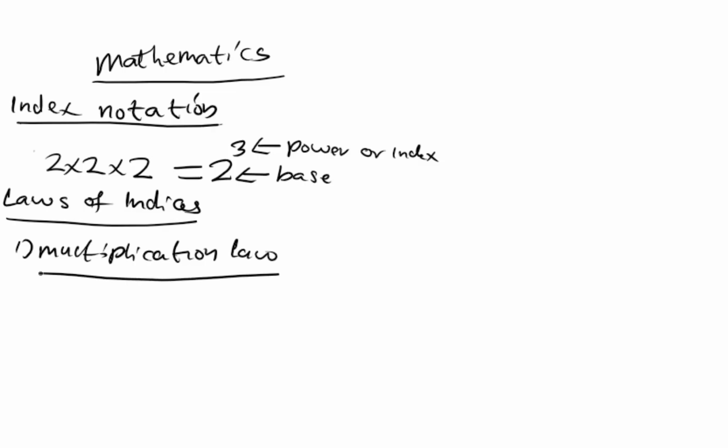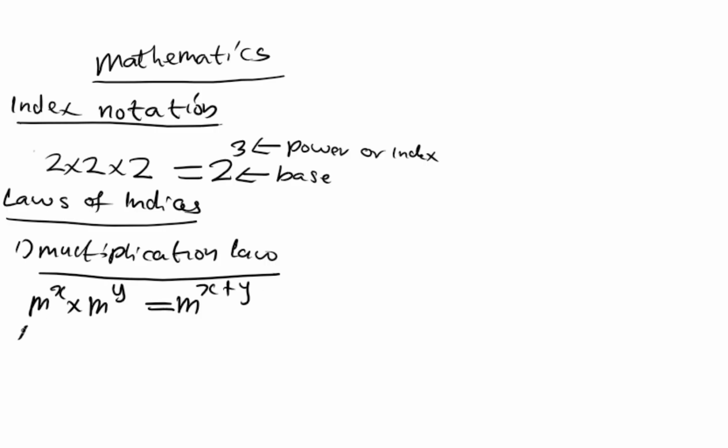This law says that if you are multiplying numbers that have the same base, for instance, m raised to the power of x times m raised to the power of y, what you need to do is take one of the base and add their powers. It doesn't matter if the powers are the same or not. All you need to do is take one of the base and add their powers.